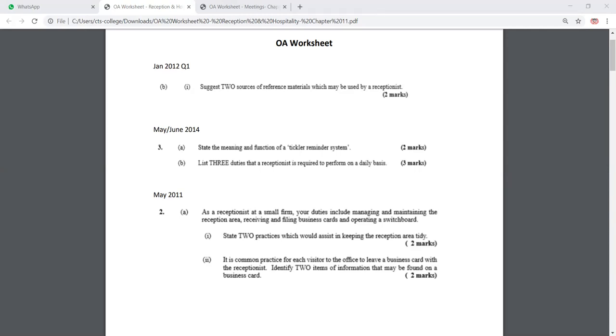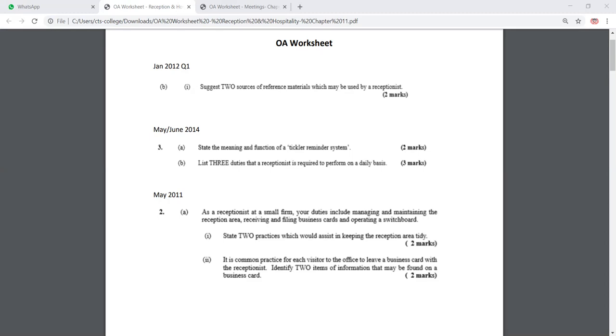Let's go down to the next question. Question 2A.1. As a receptionist at a small firm, your duties include managing and maintaining the reception area. You will see that I give you the answer in the second question. You realize that there are three duties here in this question?